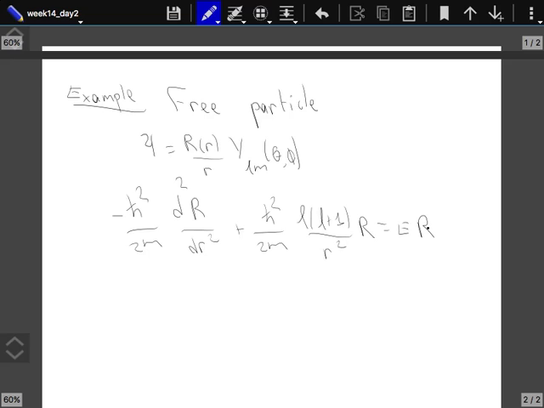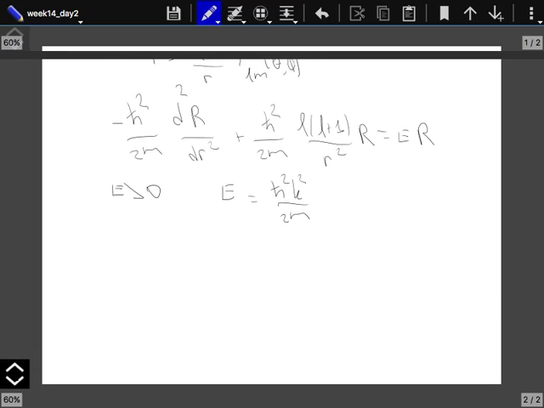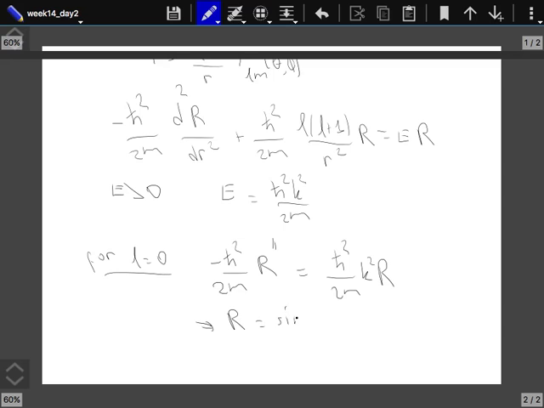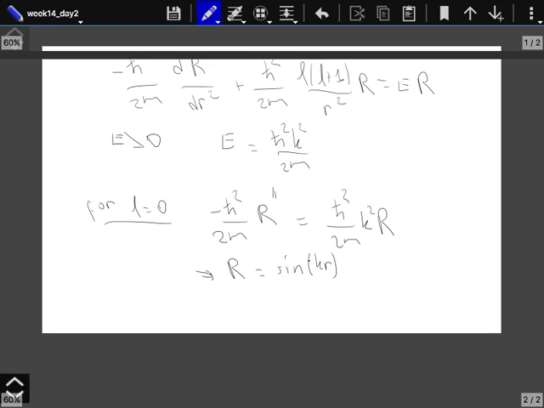For l equal to 0, the solution is kind of trivial. Of course, in this case, the energy of the particle is larger than 0. We can define the energy to be h bar squared k squared over 2m. So for l equal to 0, the equation we have is just minus h bar squared over 2m times the second derivative of u equal to h bar squared over 2m times k squared times u, so u is just sine of kr plus delta.